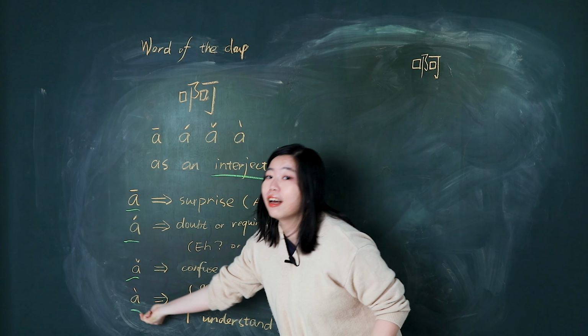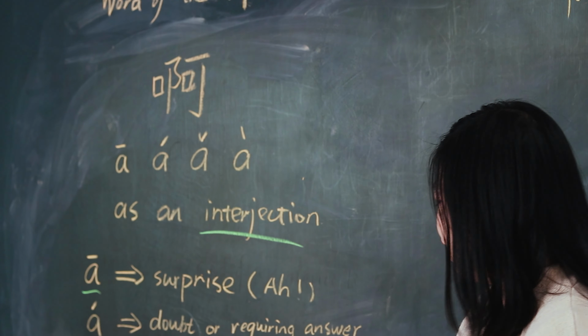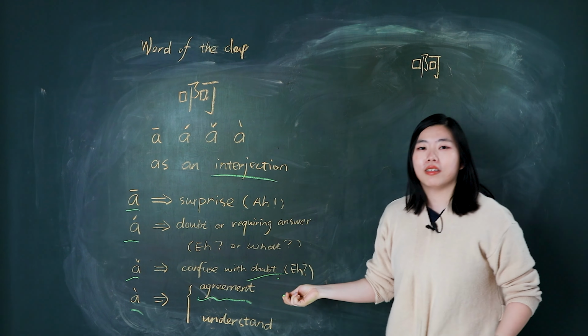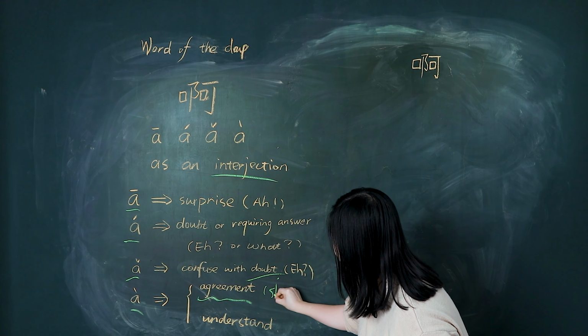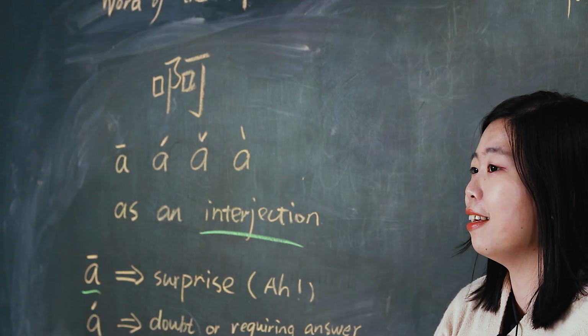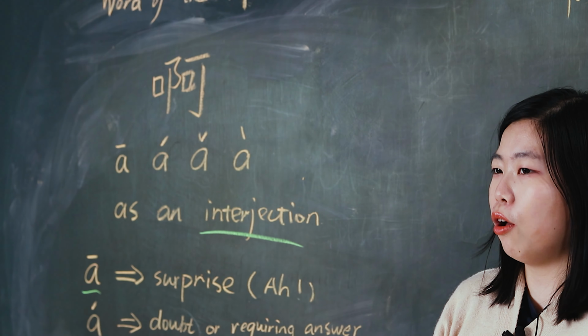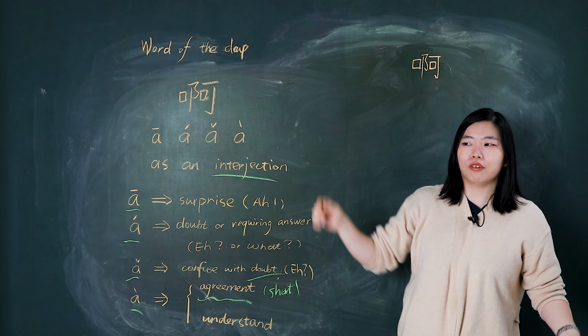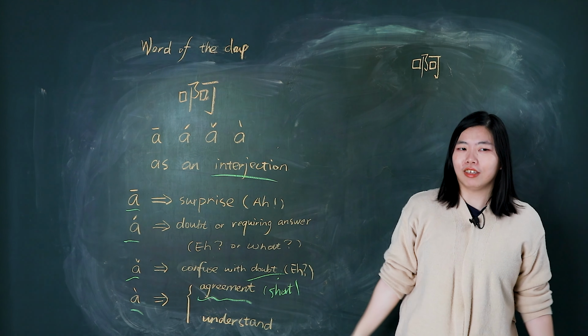And the first tone. Ah, ah. So here, first tone means agreement. So it should be very short. No need to say, ah. No, we say, ah. Okay, for example, I say, okay, let's go. You say, okay, ah, 好的.